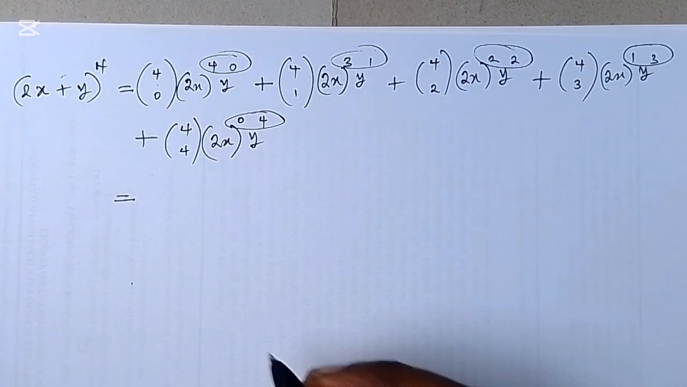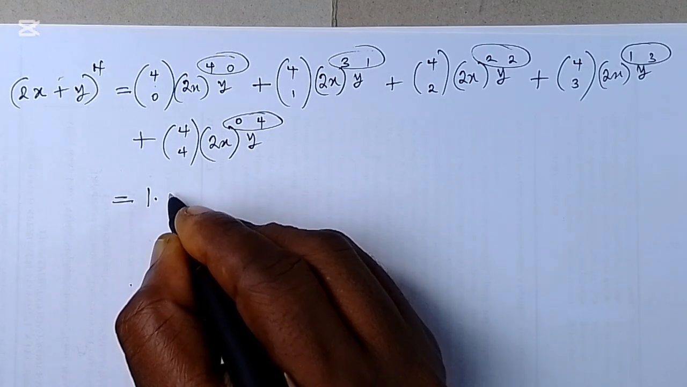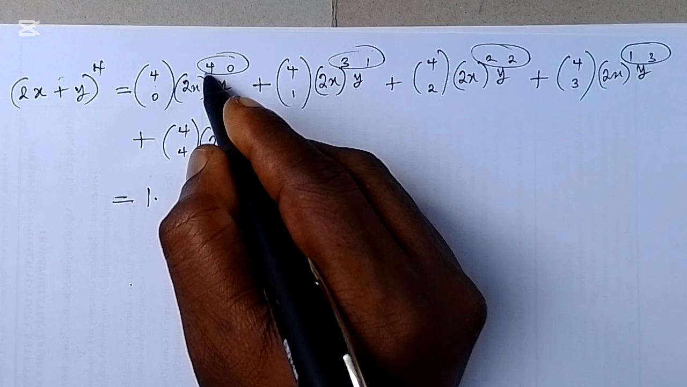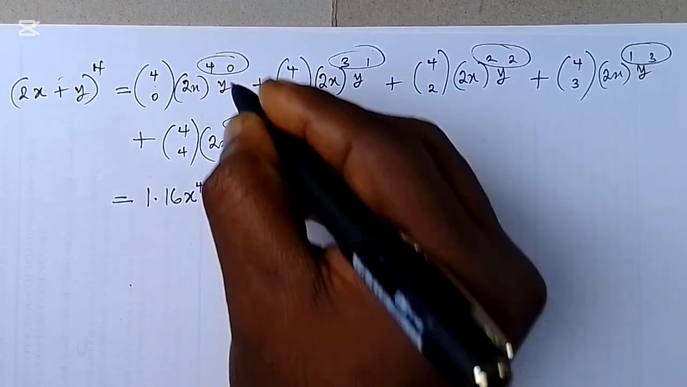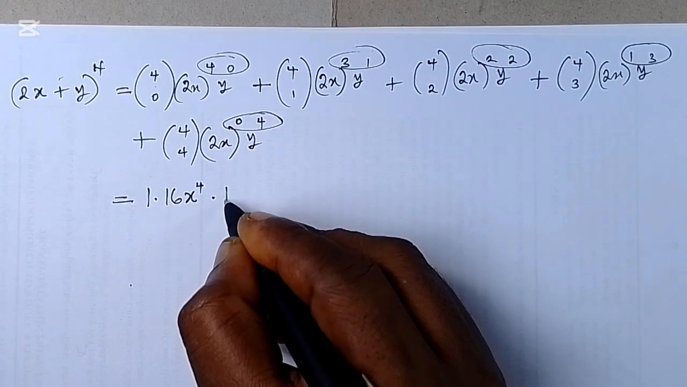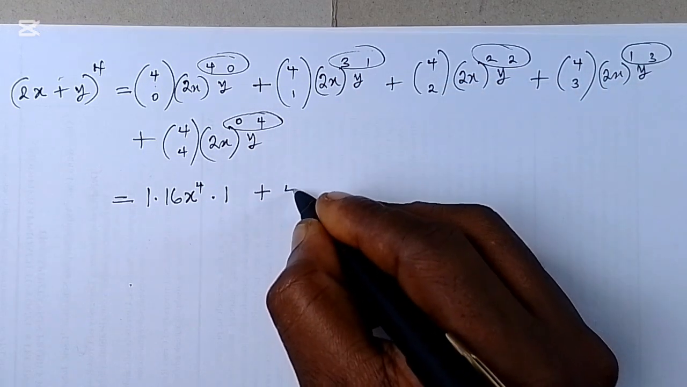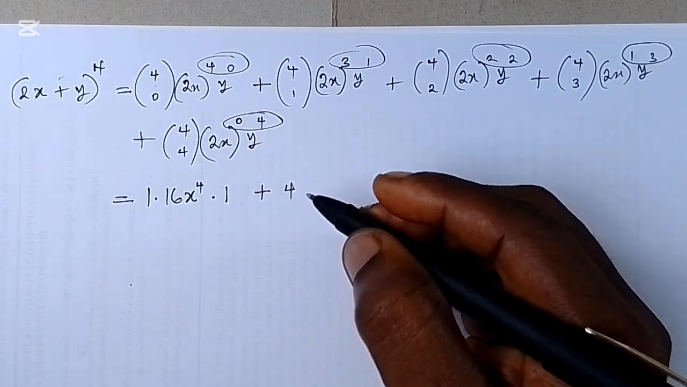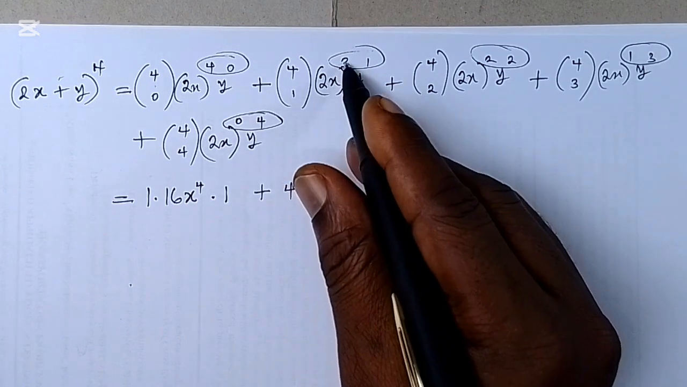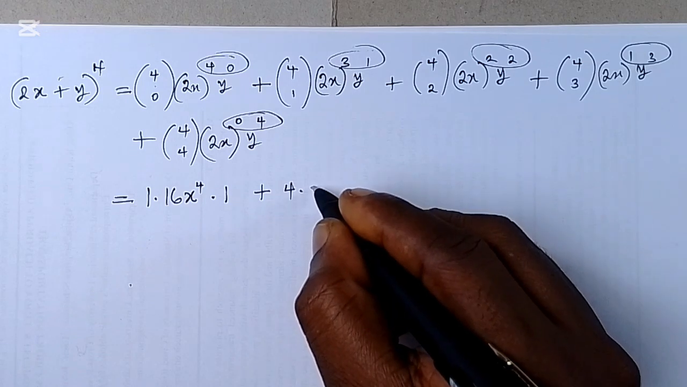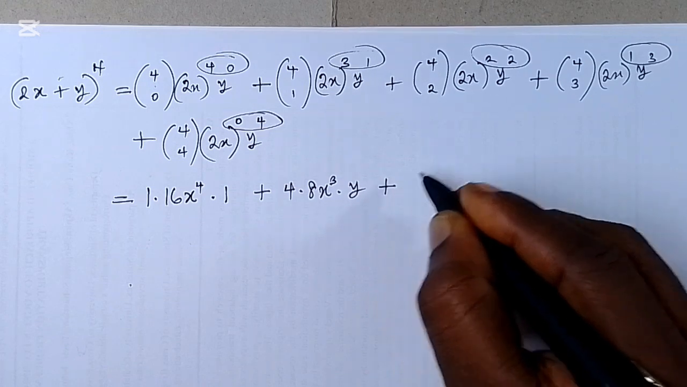So 4 combination 0 is 1, because anything combination 0 is 1. So I'm going to write 1 here, times 2x raised to power 4, which is 2 raised to power 4 by indices times x raised to power 4. So 2 raised to power 4 is 16, and x raised to power 4. Then y raised to power 0 is 1. Anything raised to power 0 by indices is 1. So plus 4 combination 1 will give you 4, because anything combination 1 is that thing. So times 2x raised to power 3 will be 2 raised to power 3 times x raised to power 3, which is 8x cubed, times y raised to power 1, which is y.